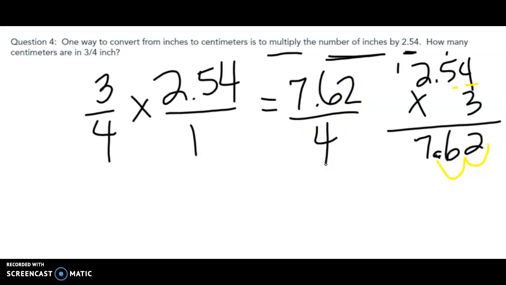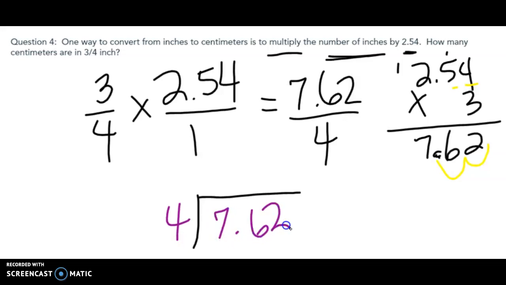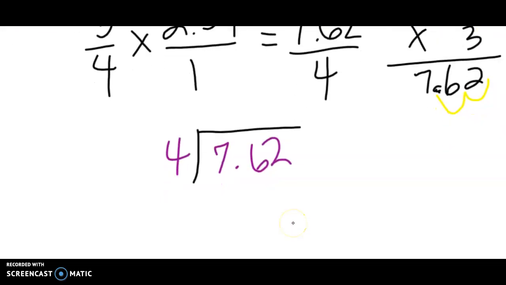Well, now I have to divide again. All fractions mean divide, so write the denominator outside. 4 is going to go outside. 7 and 62 hundredths is going to go inside. I already know that 4 is a whole number, so I'm going to put the decimal right there in my answer so I don't forget. And now I'm going to divide. How many groups of 4 can I get out of 7? I can get one group. 1 times 4 is 4. Subtract. I have 3 left over.